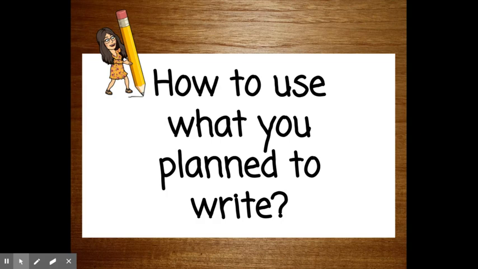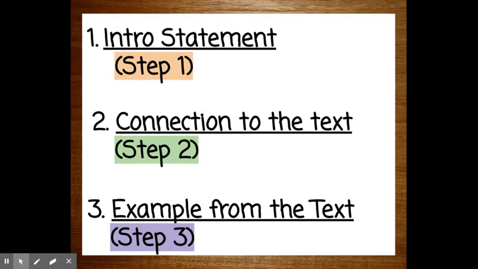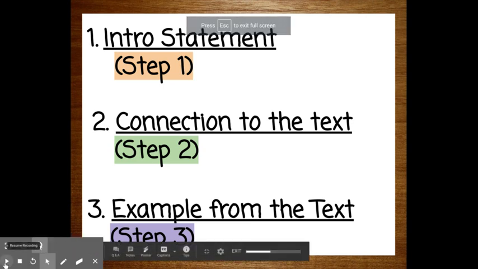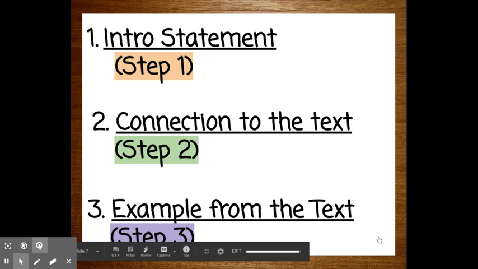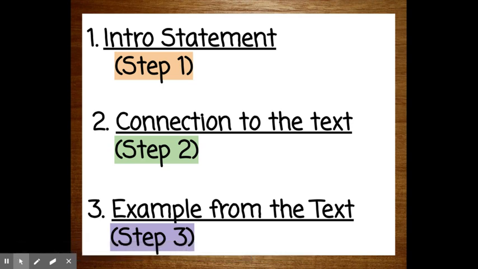So how do you use what you planned on Monday and Tuesday to write? There are 3 steps. The first step is going to be the intro statement. Step 2 is going to be your connection to the text, and step 3 is going to be the actual example from the text. You will notice under these items that are underlined, there's step 1, step 2, and step 3. These look really familiar because this is what you had on your planning document on Monday and what you had on your planning document on Tuesday.